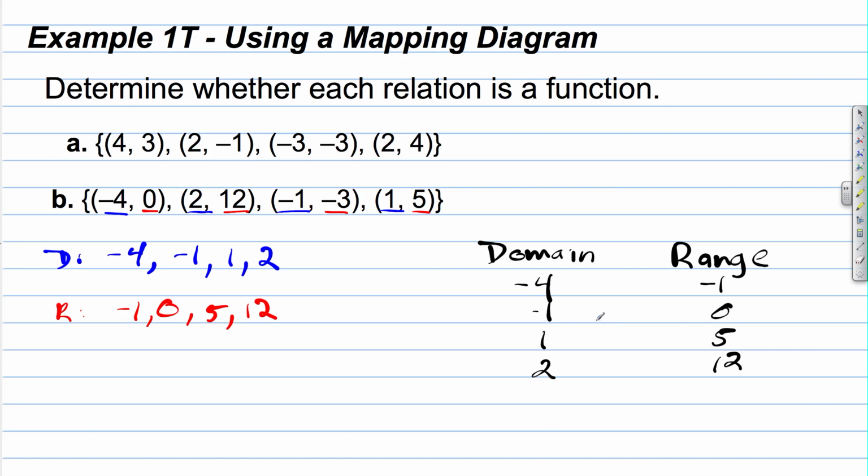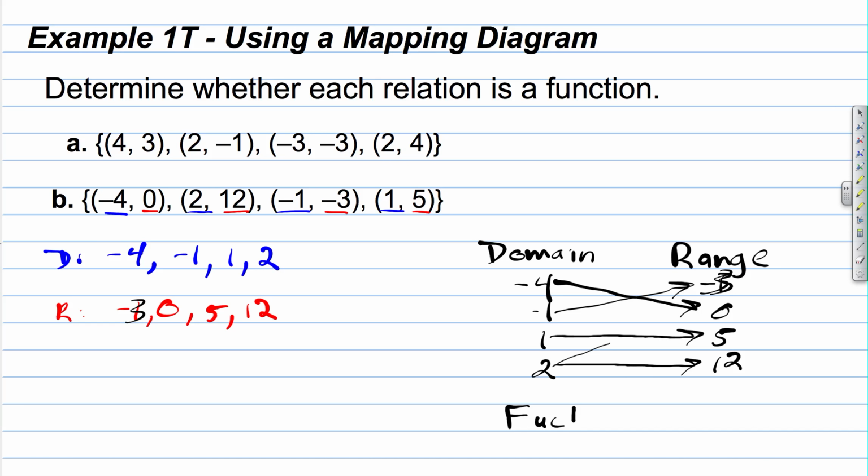Now we're going to have some of the lines crisscrossing, but that's okay. -4 was originally paired with 0. 2 was originally paired with 12. -1 was paired with -3. Made a little mistake, my eyes are crossed today. So -1 was paired with a -3, and 1 is paired with 5. So we can see that one-to-one correspondence. So all we really need to write here is that this is a function.